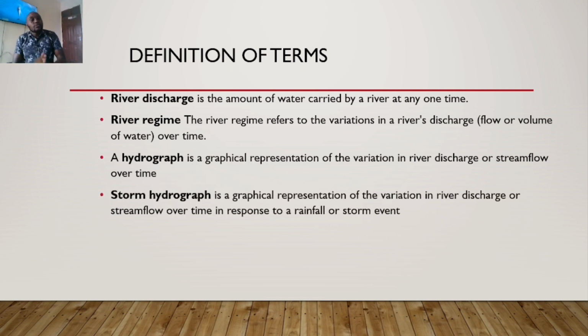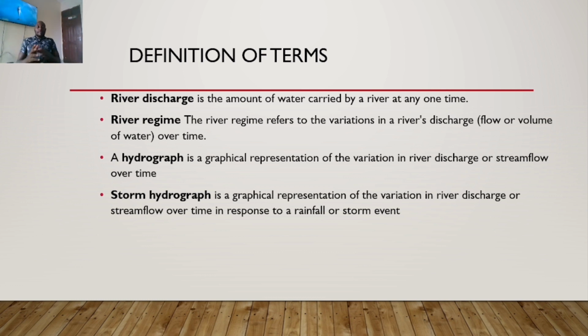Now we talk about a storm hydrograph. This storm hydrograph is a hydrograph, but in response to a rainfall or a storm event. It's a graphical representation of a river regime in response to a rainfall or even a storm event. That's why I'm saying it's a graphical representation of the variation in river discharge, which is the river regime, over time in response to a rainfall or storm event.